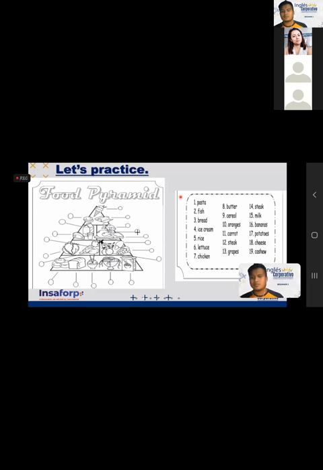Lo que pasa es que las frutas y los vegetales son como más fáciles de recordar. Entonces, ok. Entonces, los fish, chicken sería four. Sí. Cheese sería 5. Ajá. Ok. Entonces, la pasta en el 1.